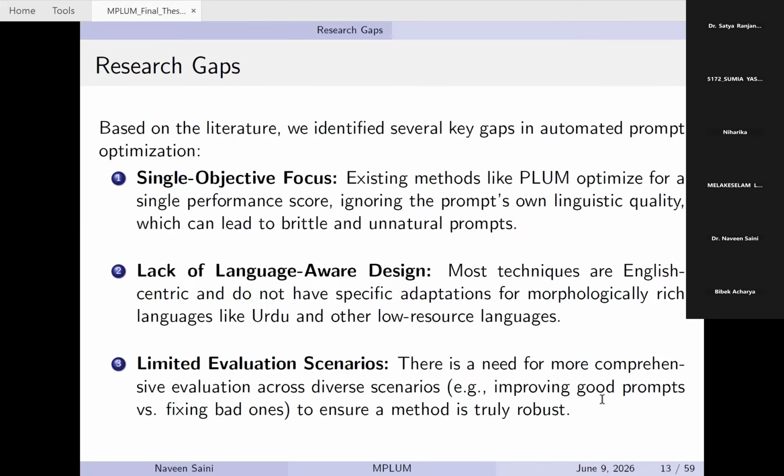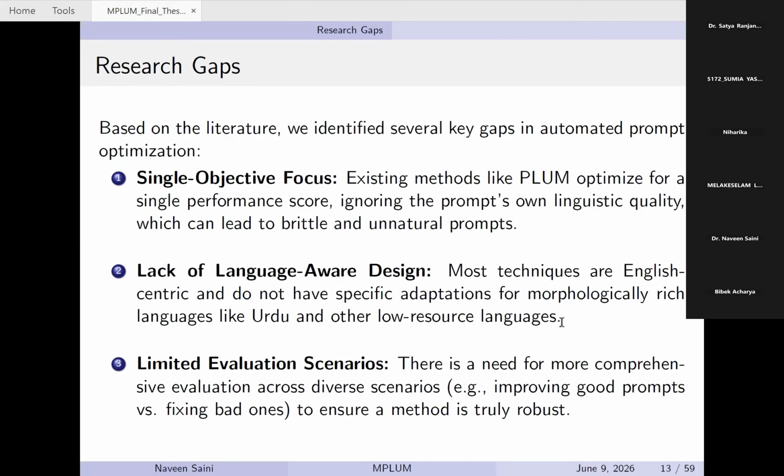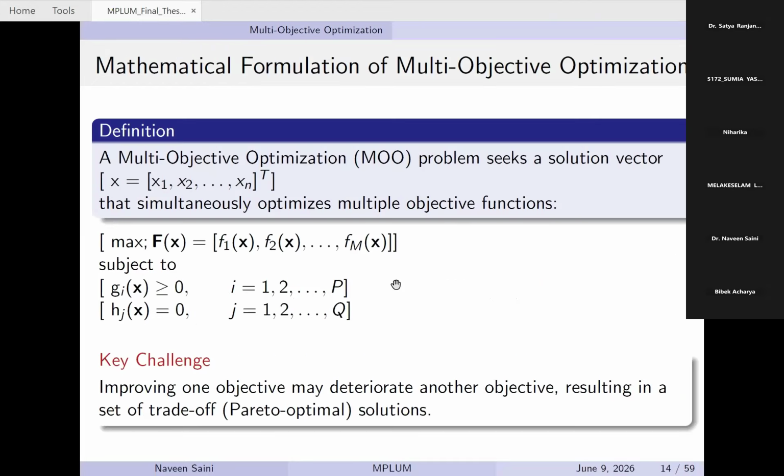So to address this gap, we have developed a technique called MPLA, multi-objective prompt learning using metaheuristic. What is multi-objective here? Multi-objective means optimizing more than one objective simultaneously.